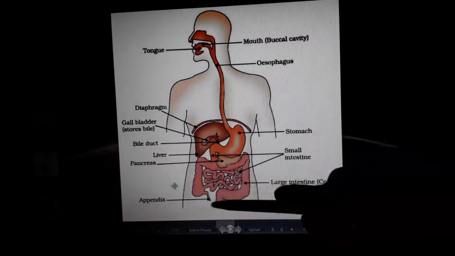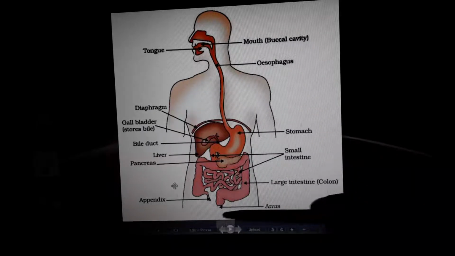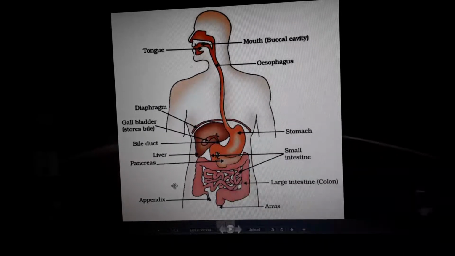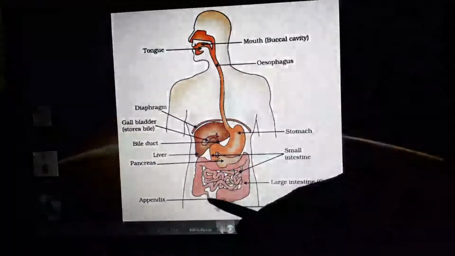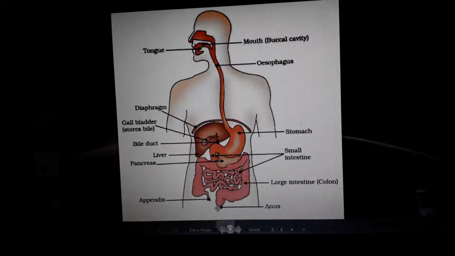Understand? At that time, the appendix was a bit bigger, almost like this much bigger. Now we are eating cooked food, not raw food. That's why there is no need for such a big appendix. So the appendix is very small, and nowadays it is proven that the appendix has no duty to do in our human body. It is a waste, a useless organ.